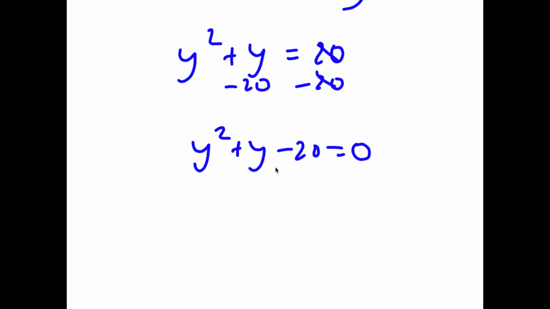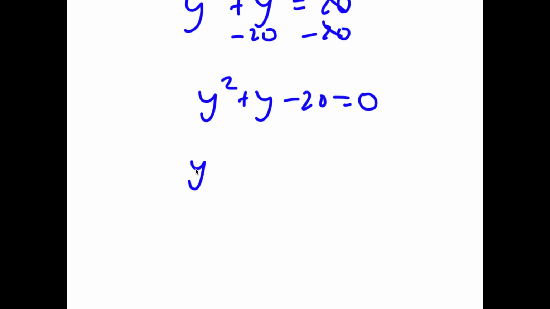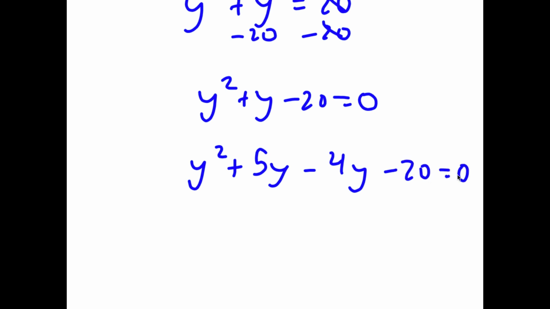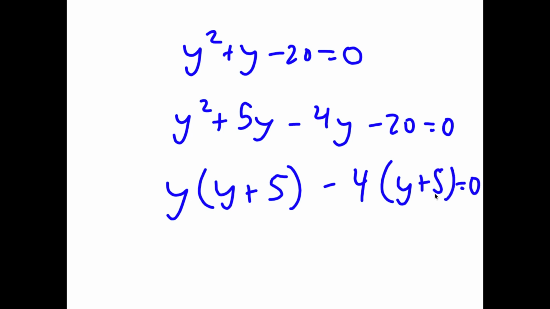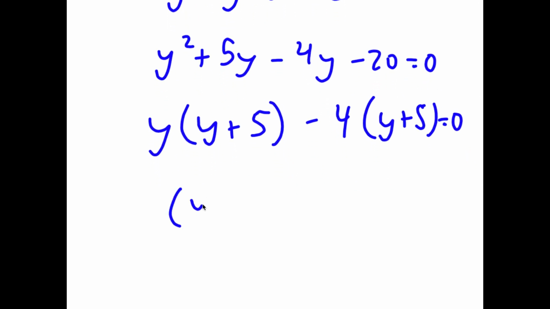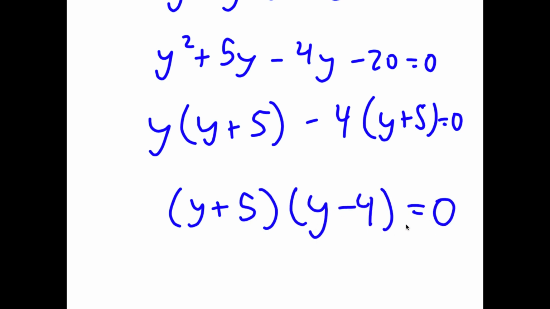Now I'm going to rewrite this as y squared plus 5y minus 4y minus 20 is equal to 0. Now if I factor out y from y squared plus 5y, I get y times y plus 5. And if I factor out negative 4, I get negative 4 times y plus 5 is equal to 0. So now I have y plus 5 times y minus 4 is equal to 0.